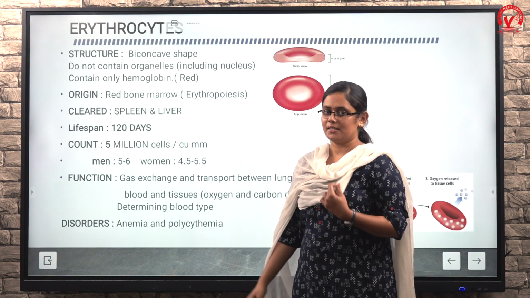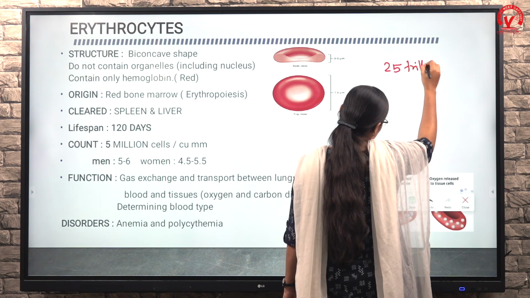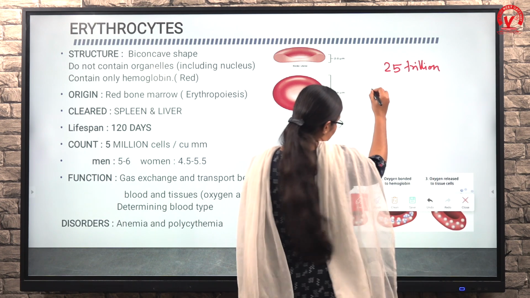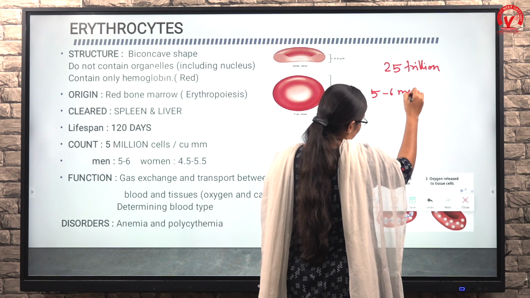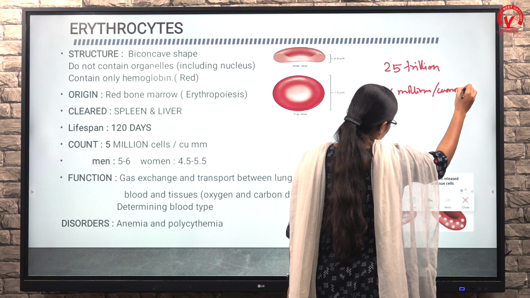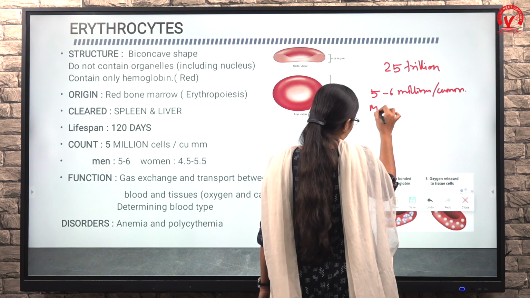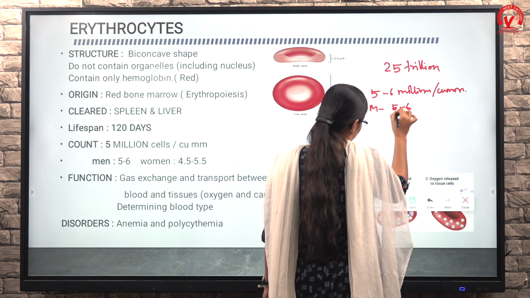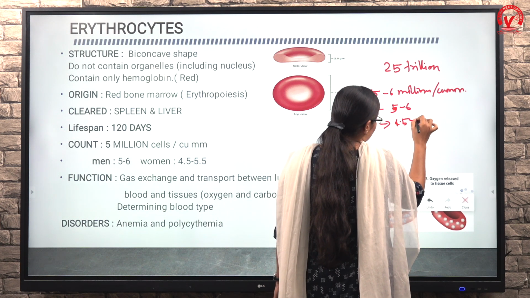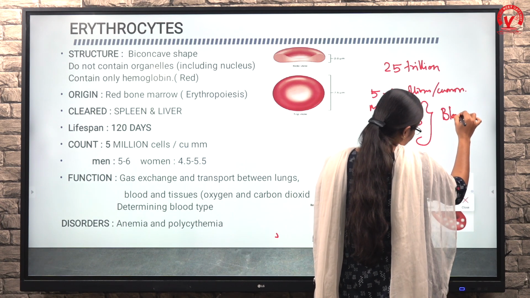Coming to the count of RBCs, there are approximately 25 trillion RBCs in our blood, and the normal range would be 5 to 6 million cells per cubic millimeter of blood. So it varies with men and women. In men it ranges from 5 to 6, whereas in females it ranges from 4.5 to 5. So this is similar to that of blood volume. Blood volume also has the same range.